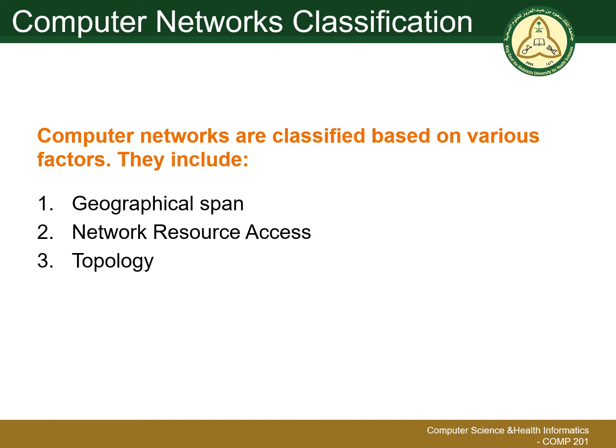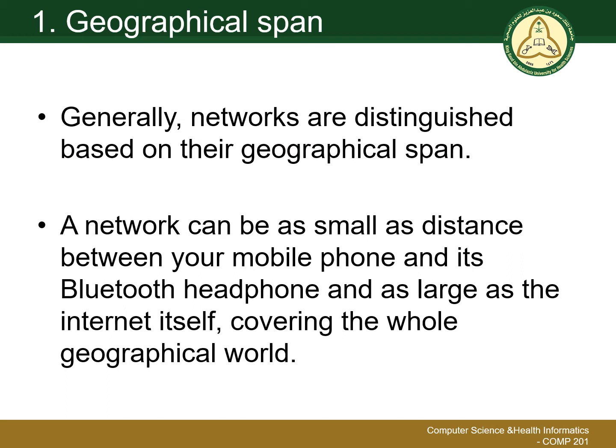Let's talk a little bit in detail about this. When we talk about geographical span, we mean that networks are distinguished based on their geographical span, whether they are in a small physical area or a large geographical area. A network can be as small as the distance between your mobile phone and your Bluetooth headphone, and as large as the internet itself, covering the whole geographical world. So that is what we mean by geographical span. Is it a small distance or a large distance?